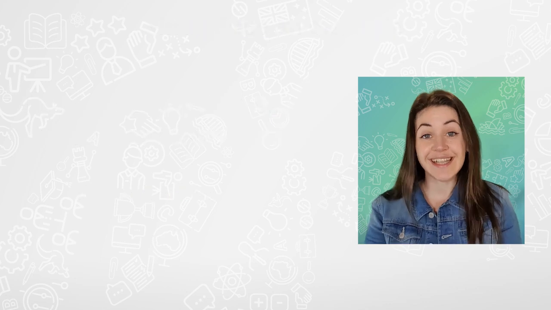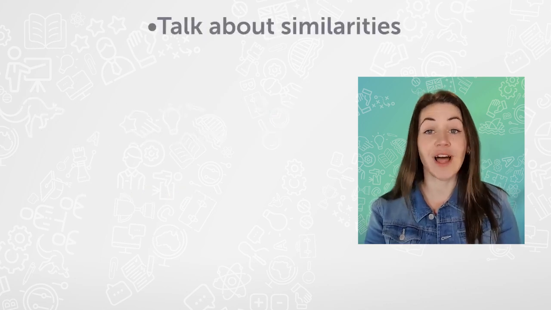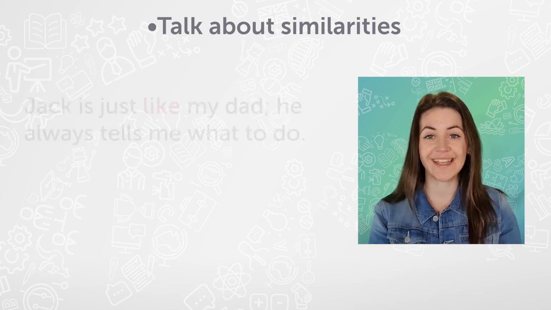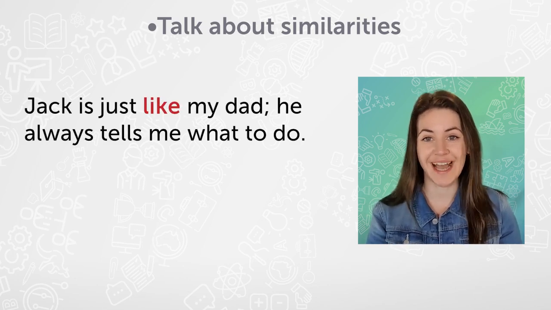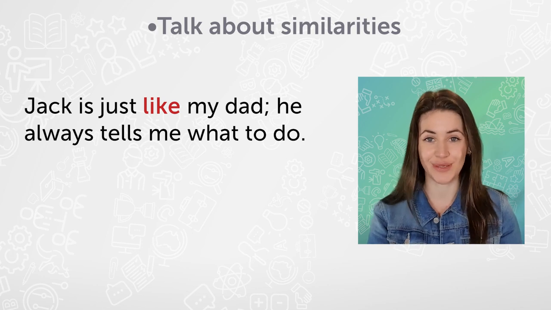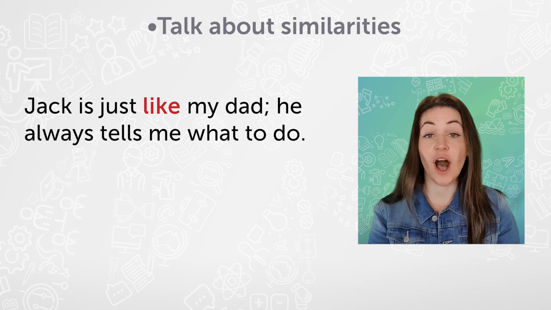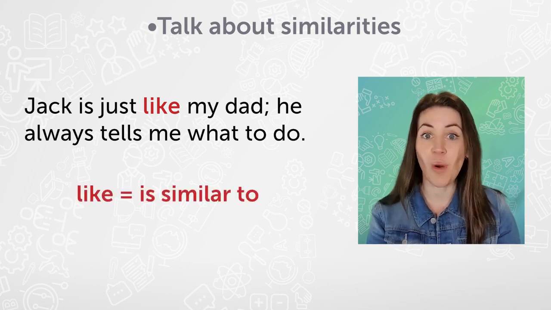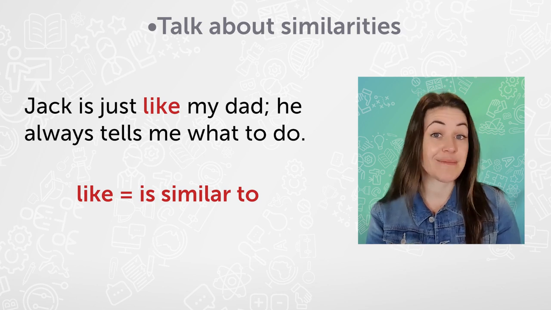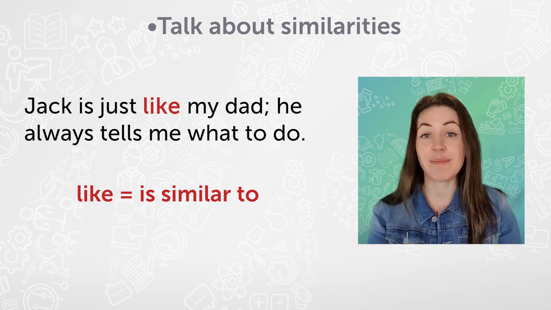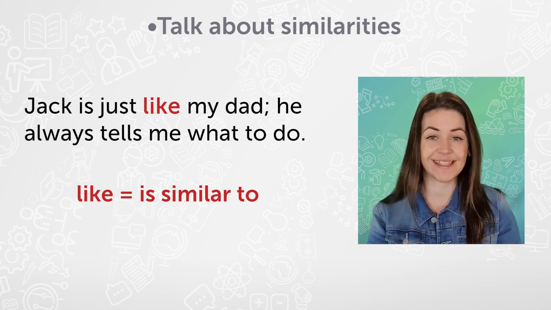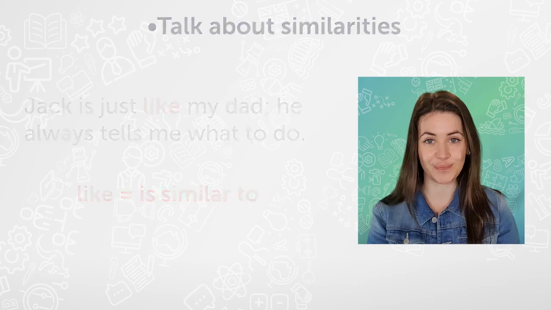Cool. Second situation is when we use "like" to talk about similarities. For example, we can say, "Jack is just like my dad. He always tells me what to do." See, in this case, I want to say that Jack is similar to my dad because they both always tell me what to do. Their personality is similar. They behave in a similar way. So "is like," in this case, means "is similar to."